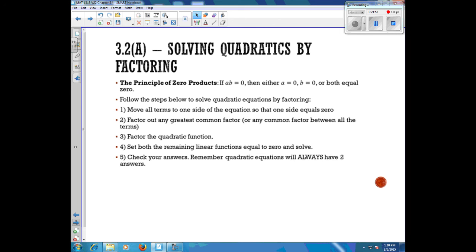So a linear equation has one solution. A quadratic equation has two solutions. If we had a problem that was x cubed, it would have 3 solutions. If it was x to the 4th, it would have 4 solutions. So let's practice some of this.